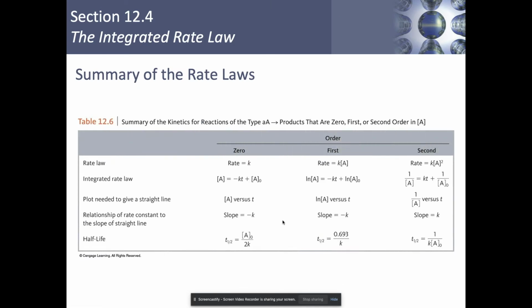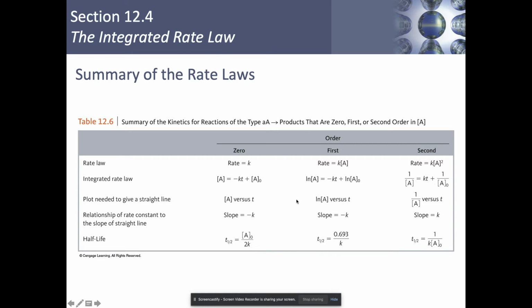And so here's a summary of everything you just learned. For a zero order reaction, this is what we get. For a first order reaction and a second order reaction, these are integrated rate laws where this is our Y, this is our M, this is our X, this is our B. And yes, that continues for all of them.